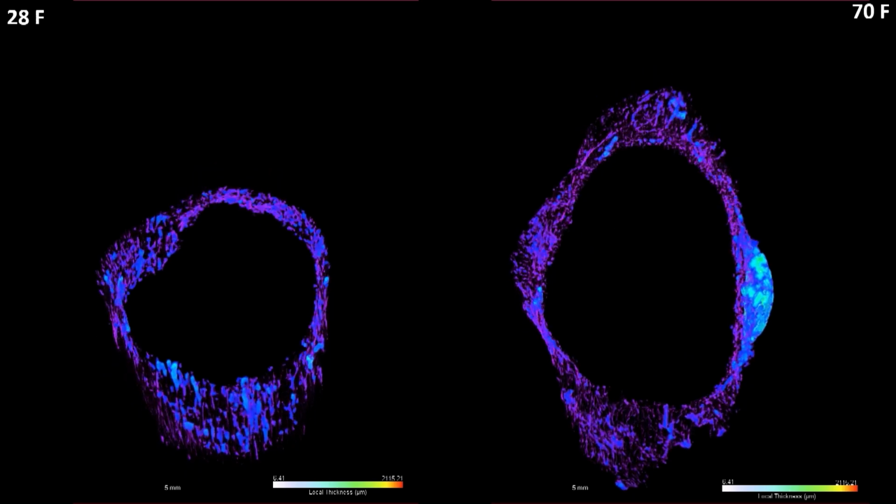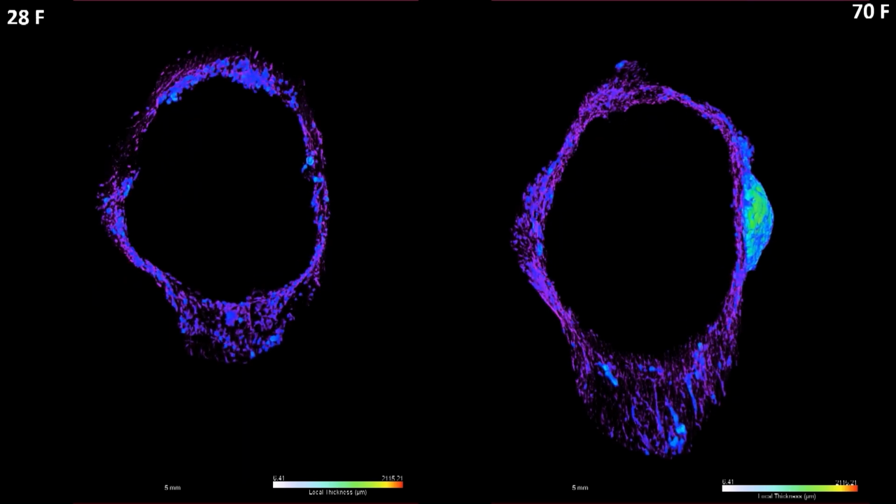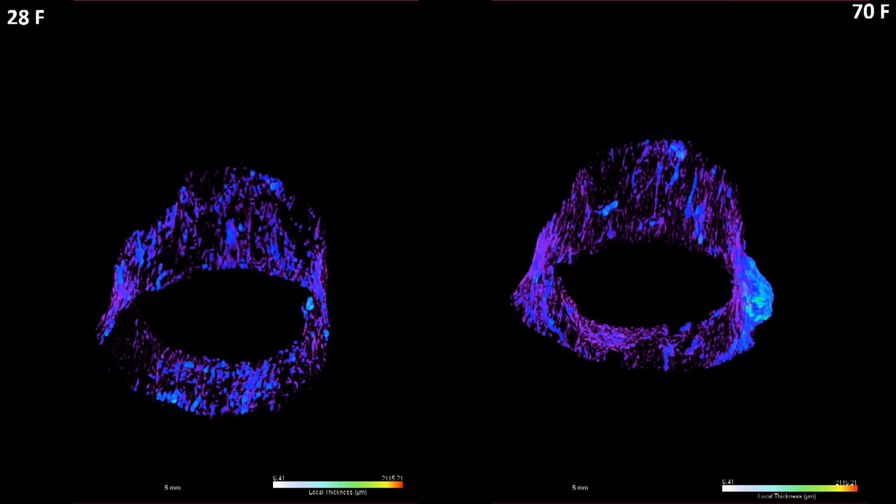So here's an example of a young female compared to an old female.